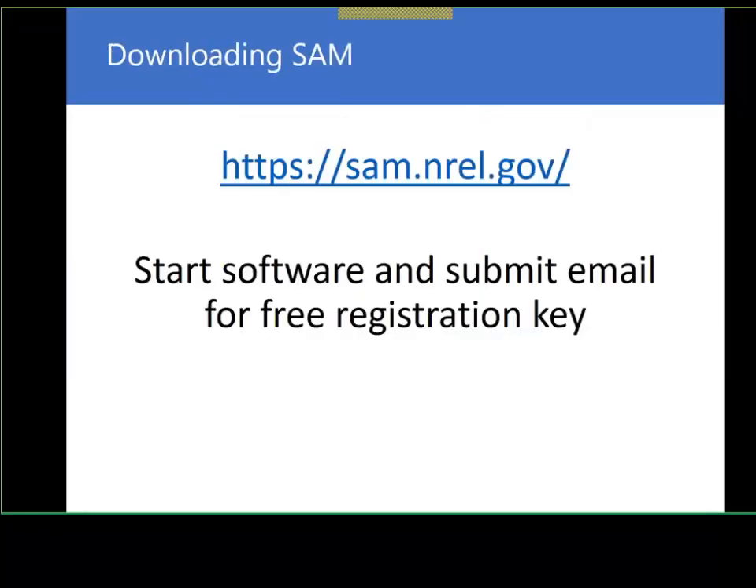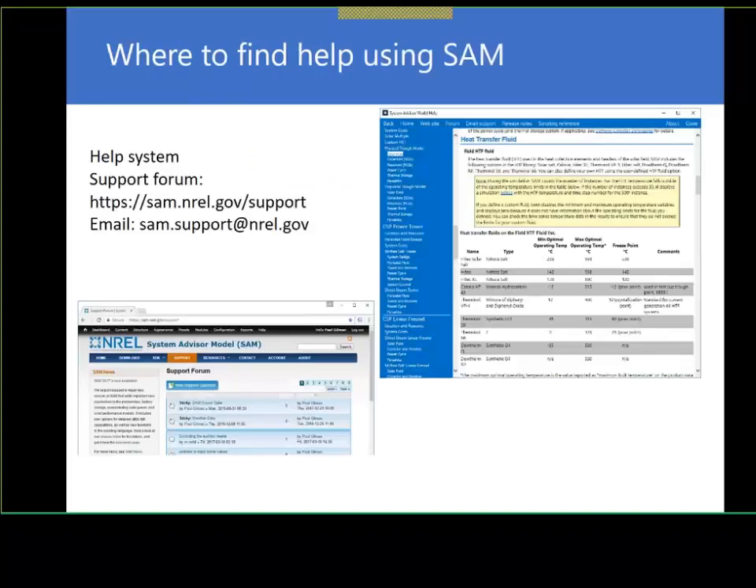So to find out more about SAM, go to the SAM website. Again, it's free software. You can download it. You do have to provide your email address to run the model, but there's no cost. And on the SAM website, you can find a lot more information about the model. And we've got support for the model. So there's a support forum, where there's a lot of discussion about people's questions about details of using the model. We have email that's monitored daily. The model comes with a SAM help system. So we try to provide as many resources as we can.